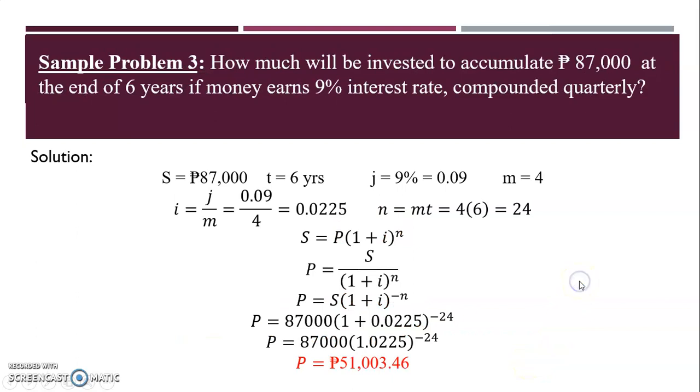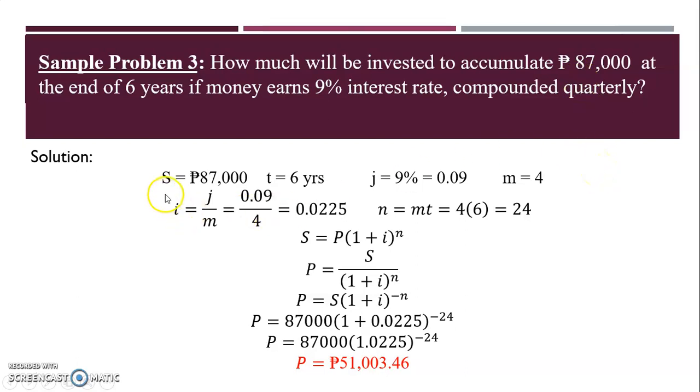Okay. Example number 3. How much will be invested to accumulate 87,000 pesos at the end of 6 years if money earns 9% interest rate, compounded quarterly? So, by analyzing the problem, the given na yung compound amount because mag-accumulate ng 87,000. So, magkano daw ang i-invest? So, therefore, the missing is the principal.